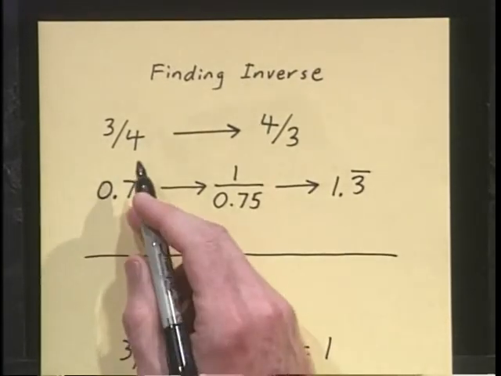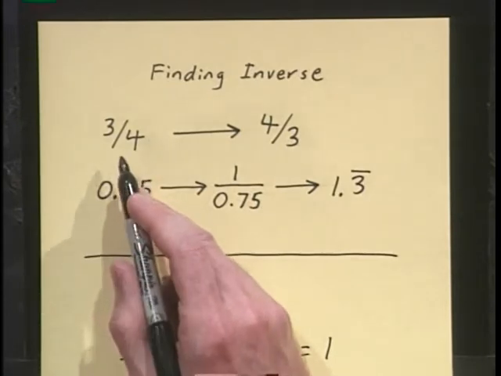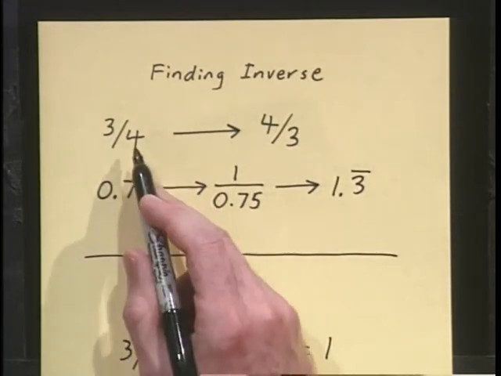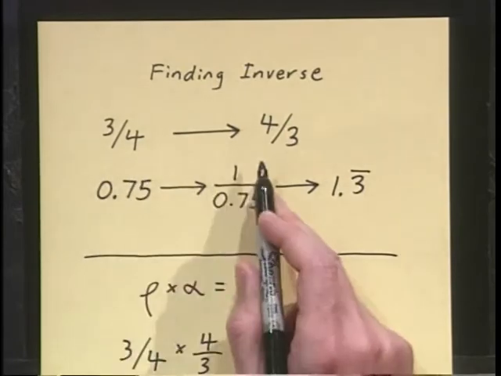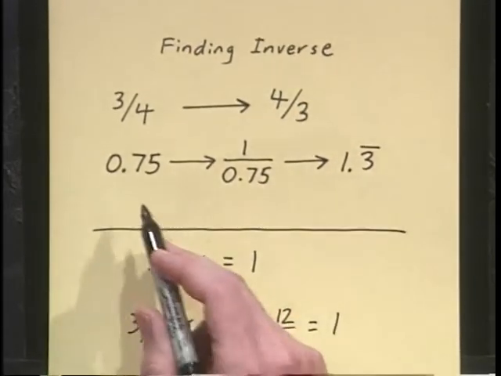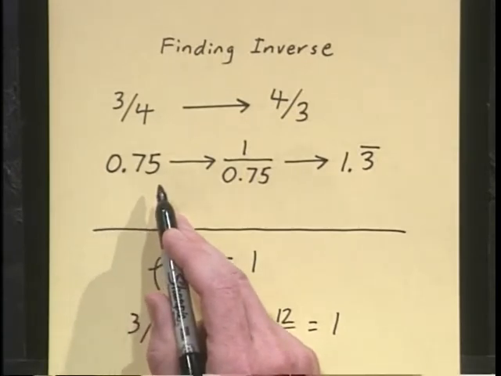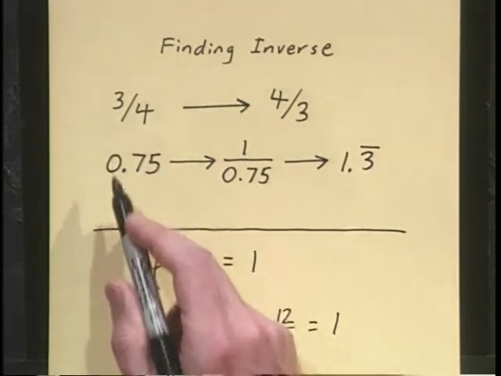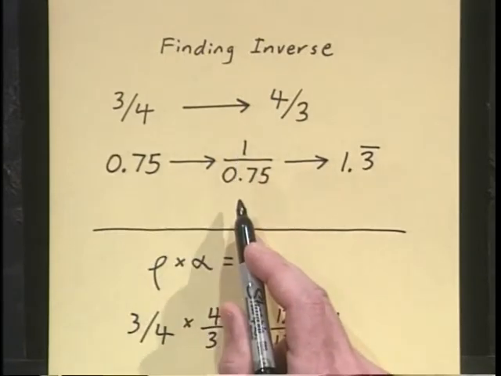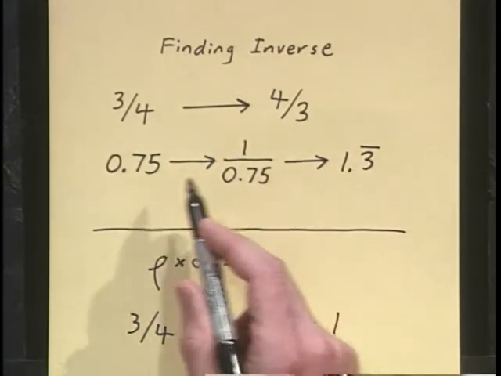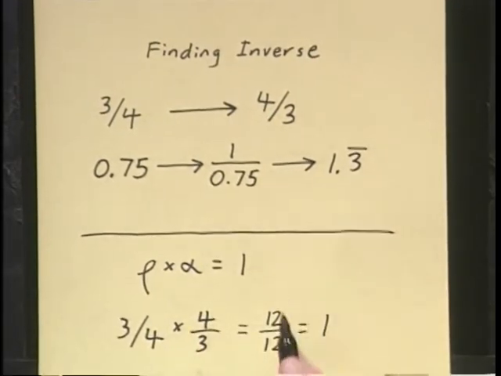So suppose that we have the fraction 3/4. If we write the inverse of that, we exchange the numerator and denominator. So the 4 goes up to the top and the 3 goes to the bottom. So the inverse of 3/4 is 4/3. If it's written in decimal form, 0.75, this is the decimal form of this fraction, then we can find the inverse by taking 1 and dividing it by that decimal. So 1 divided by 0.75 is equal to 1.3 repeating.